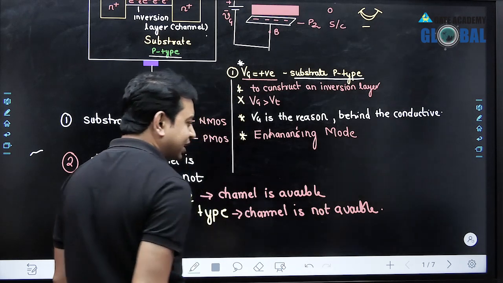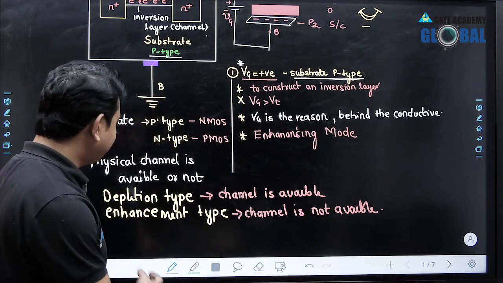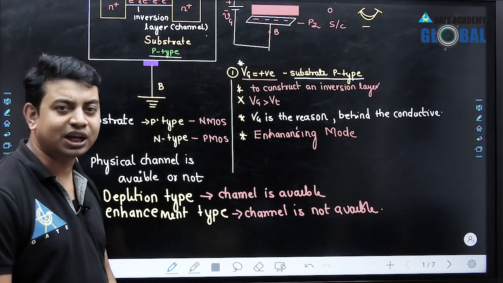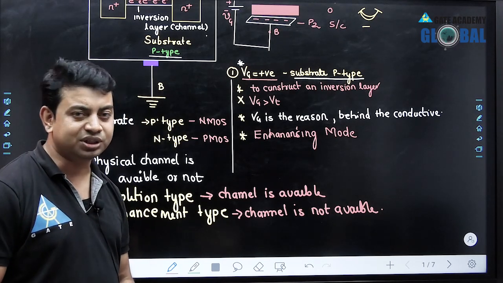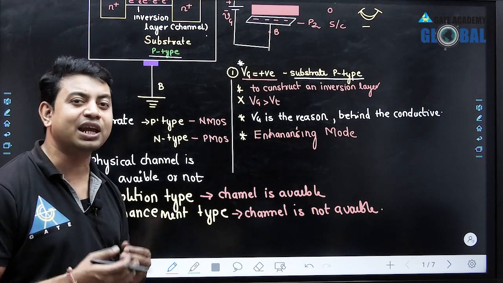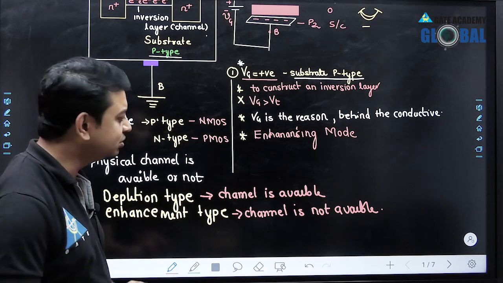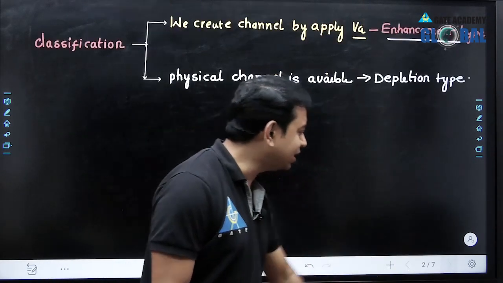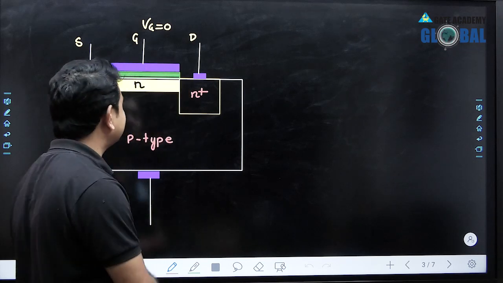But I want to add a certain point here. What is that point, sir? If you are working in a depletion type MOSFET and you want to use this depletion type MOSFET in enhancement mode of operation. Sir, what is the meaning of this one? The meaning of this one can be understood by understanding the structure.